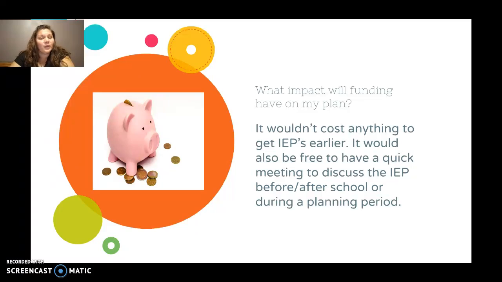Lastly, what impact would funding have on my plan? It wouldn't cost anything to get the IEPs earlier, and it would also be free to have a quick meeting. That could be done before or after school during planning time. There is no need for that to cost anything.